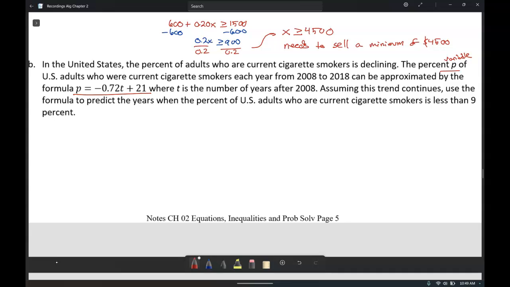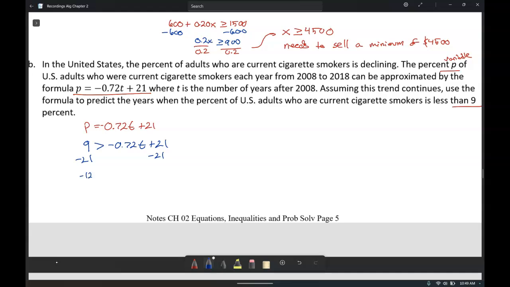And so they're giving us a value for percent. And we want our value for everything else to be less than that. So starting with our original formula, we're going to rewrite it as an inequality. So we're looking for when P is 9 and everything else needs to be less than 9. The actual percent needs to be less than 9. So we can rewrite the inequality. The percent of smokers needs to be less than 9. So we can go ahead and solve.